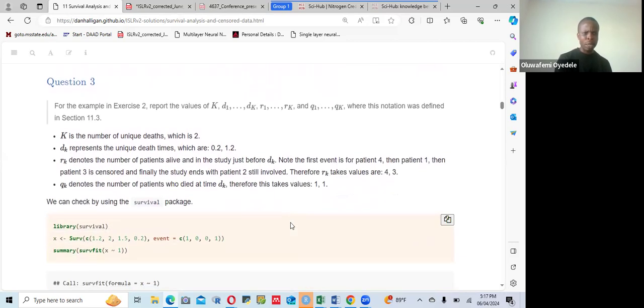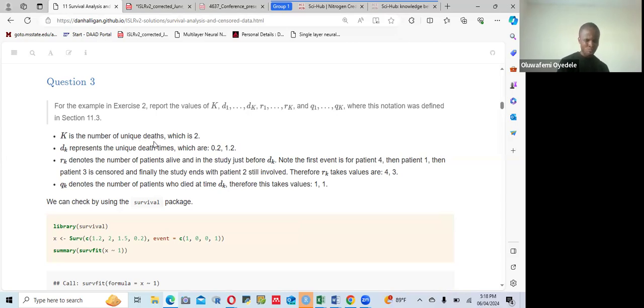So question 3 in the book is about the following example in exercise two. They say we should report the values of K, D1 to DK, R1 to RK, and also Q1 to QK, where this notation was defined in section 11.3. So here we can see that K is the number of unique deaths, which in our case is two.